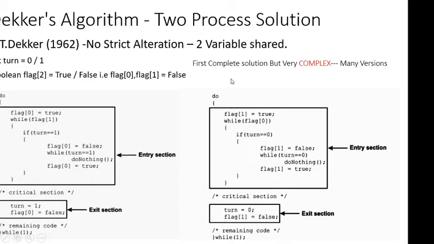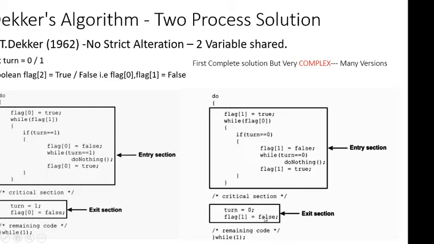Now he goes inside. Remember, this guy is in his remaining code, and turn is 1, and his flag is false. So he goes inside and sets his flag to true, and checks flag 0: process 0, does he want to go inside? Process 0 doesn't want to go inside, it's false. So he will not go inside this while loop, he'll go inside the critical section. He enters his critical section, then makes turn equal to 0, giving the turn to the other process. He puts his flag 1 equal to false, saying I finished my critical section, and goes into his remaining code.